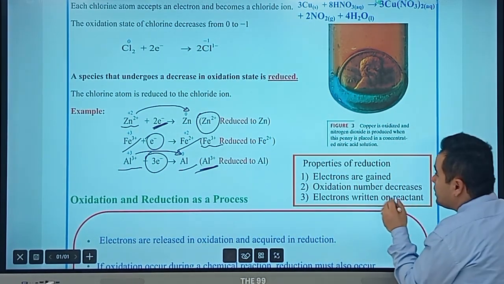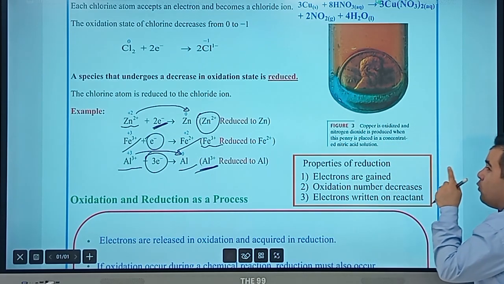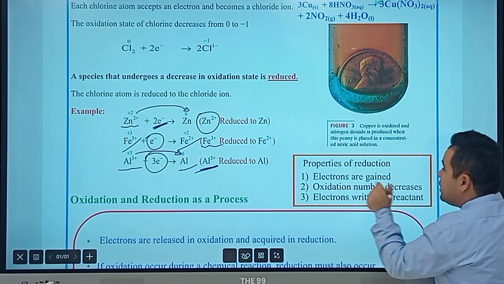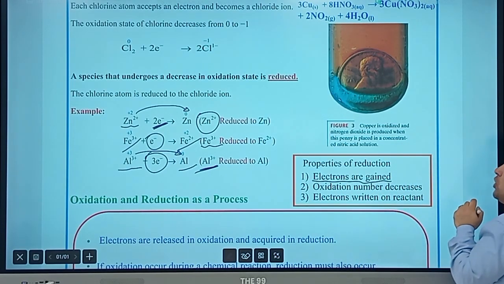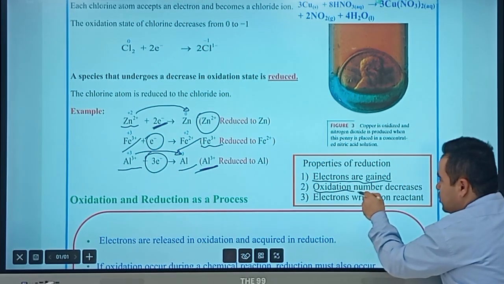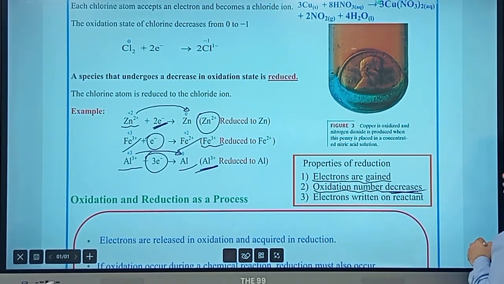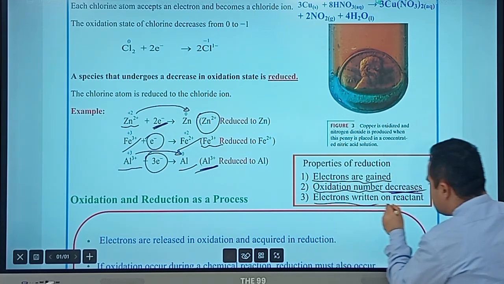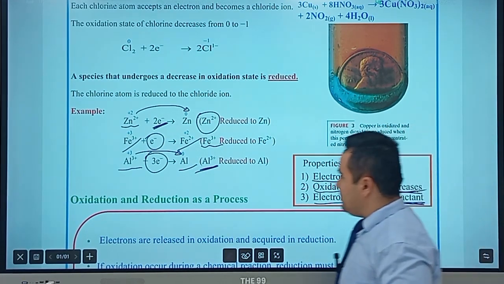Properties of reduction. If you remember, we talked about the properties of oxidation. We said oxidation is losing electrons, but here it's what? Gaining electrons. In oxidation, there is an increase in oxidation state, or oxidation number, but here the oxidation number decreases. In oxidation, we write the electron to balance the charge in the product, but here the electrons must be written in the reactant side.